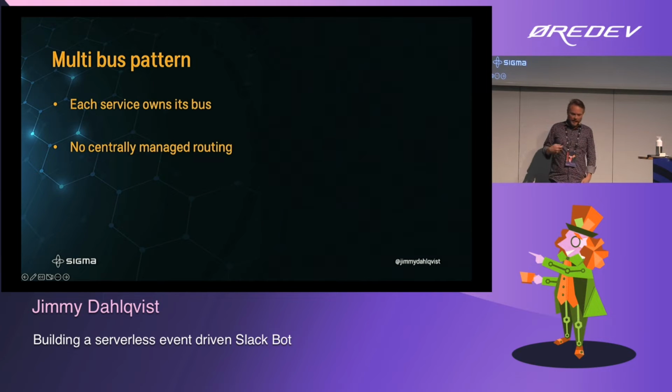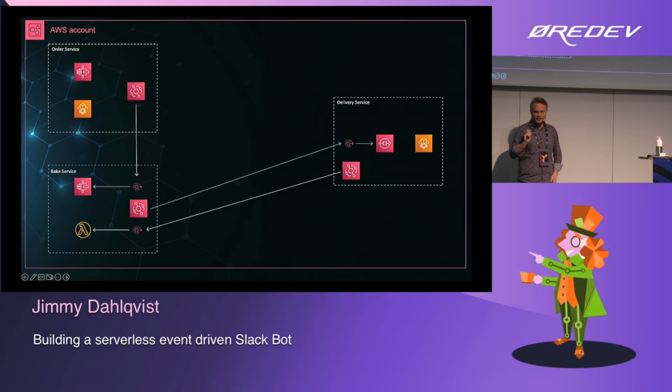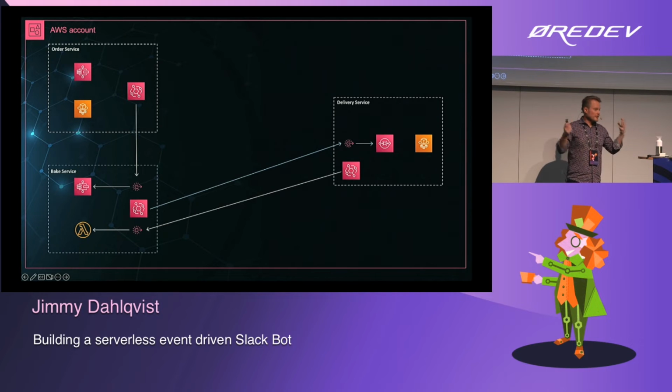So in a multi-bus pattern, each service has its own bus, and there is no centrally managed routing. So this is what I've been talking about. So the order service, the delivery service, and the bake service all have their own event buses. And if the bake service want to have some information about the order service, it need to connect to that order service event bus.